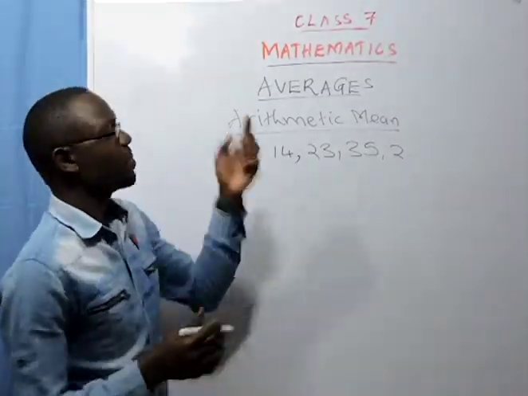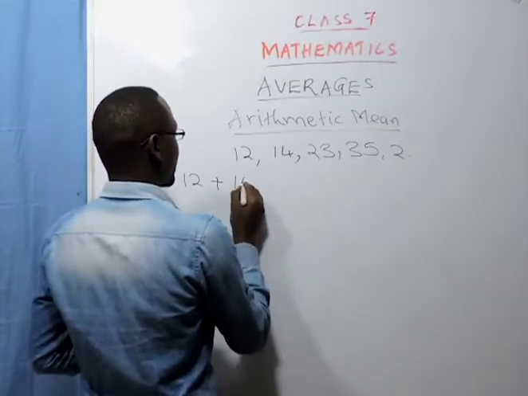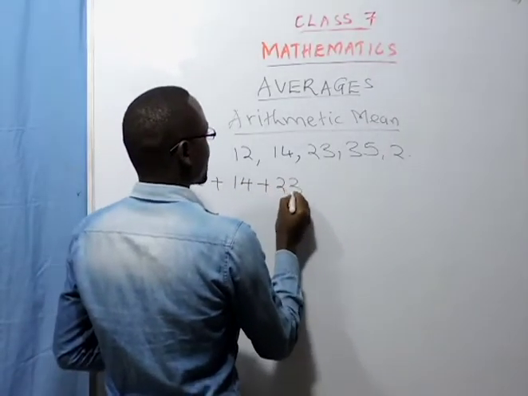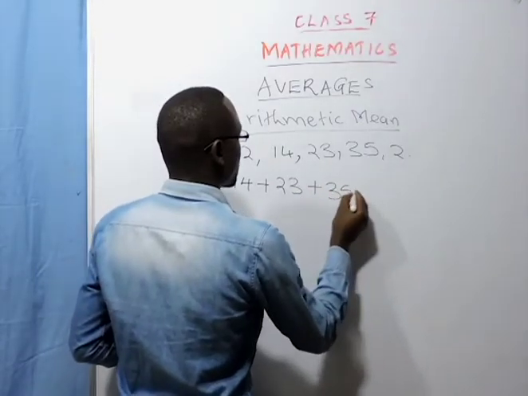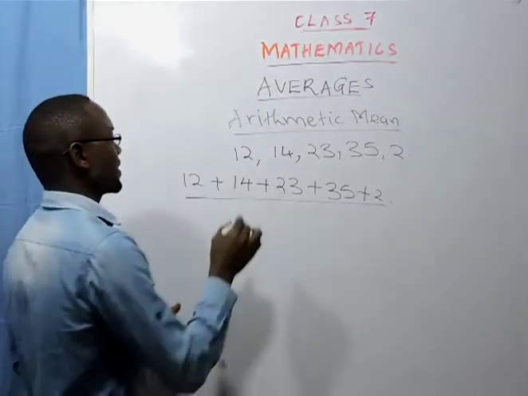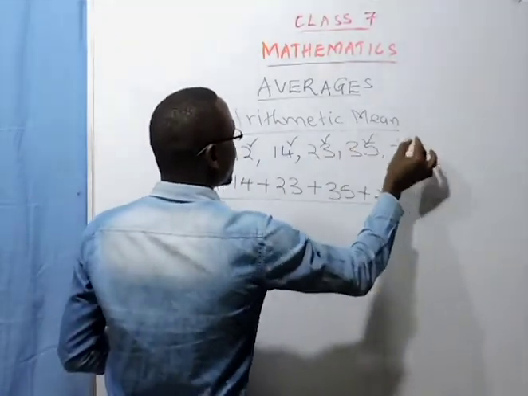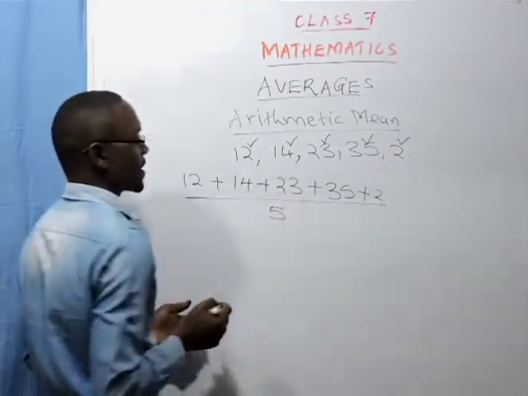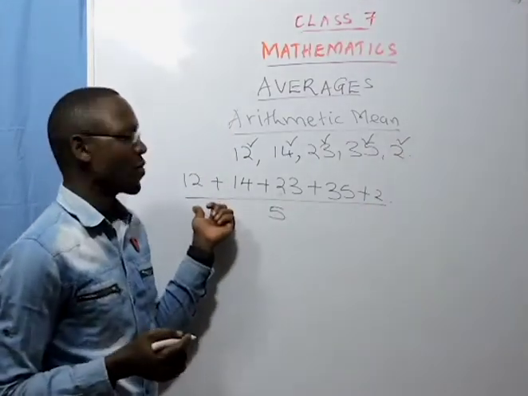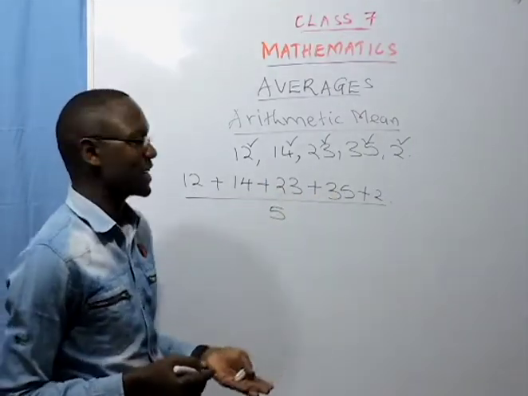To get the mean, you first have to add 12 plus 14 plus 23 plus 35 plus 2. Then you divide by the number of items represented. The number of items is 1, 2, 3, 4, and 5. Then you divide by 5. This is now the formula for working the mean. Add the totals, then you divide by the number of quantities represented.